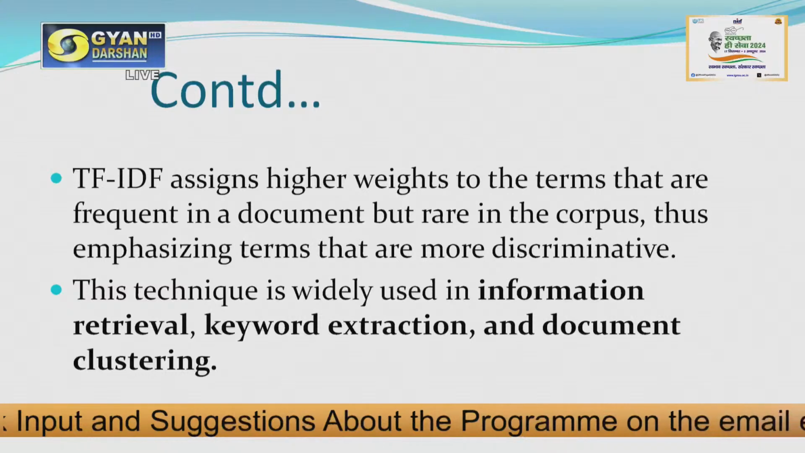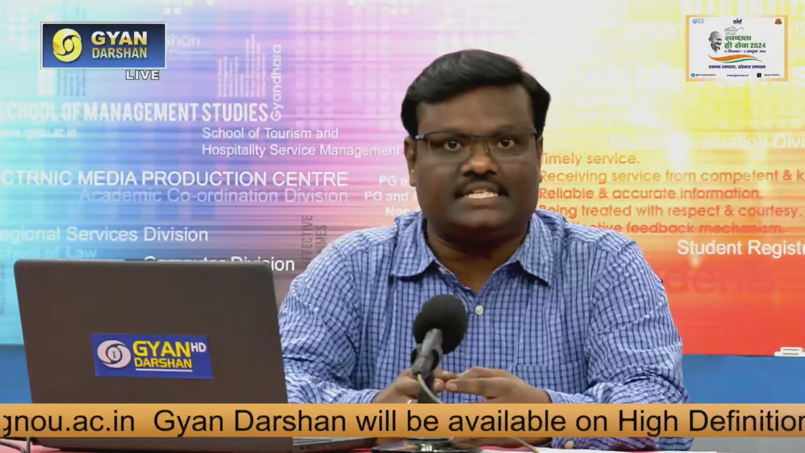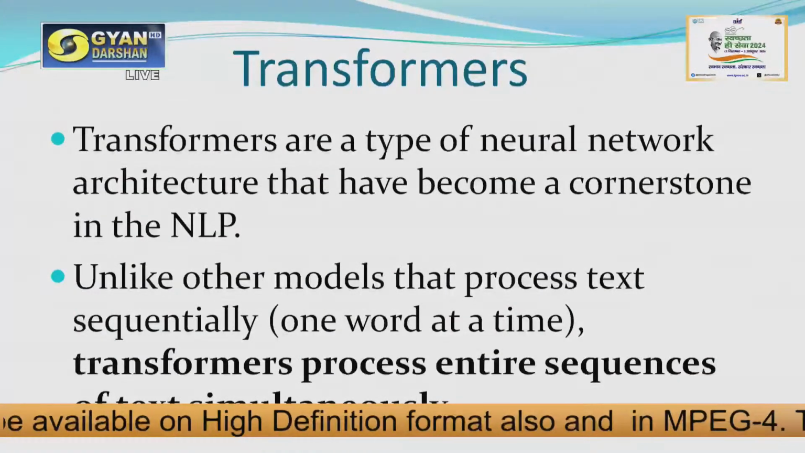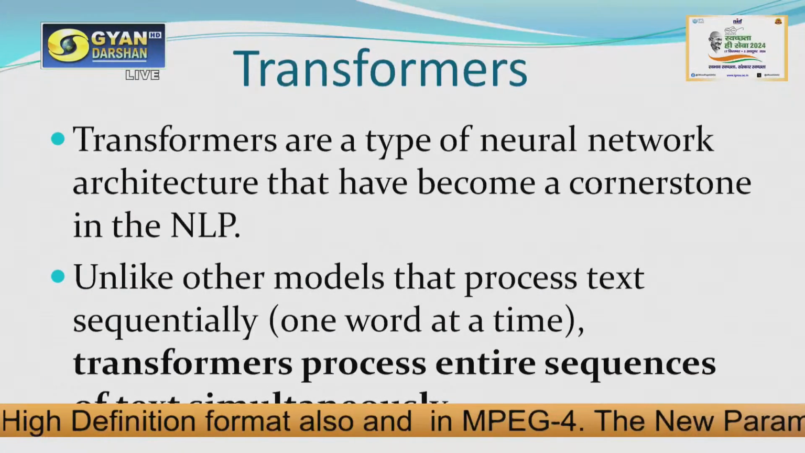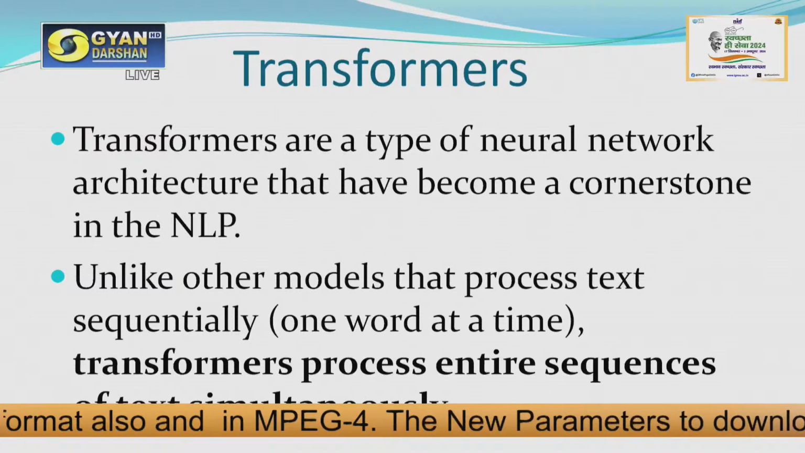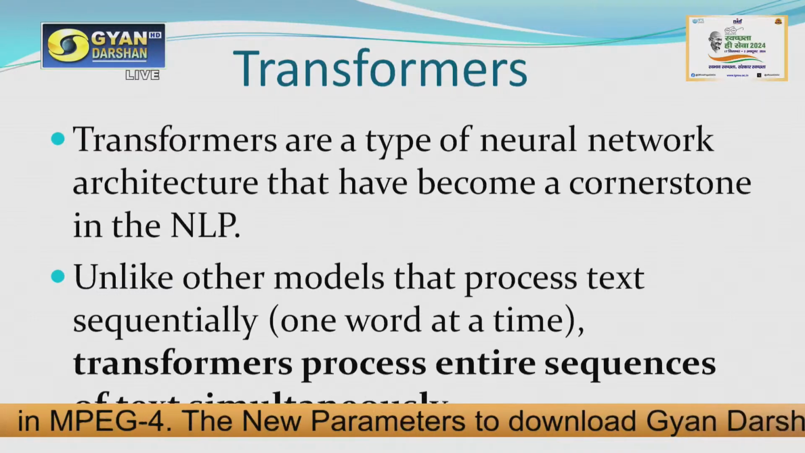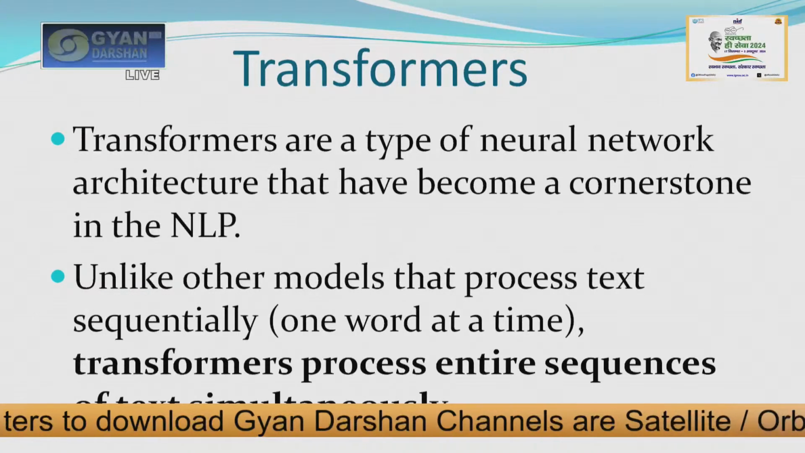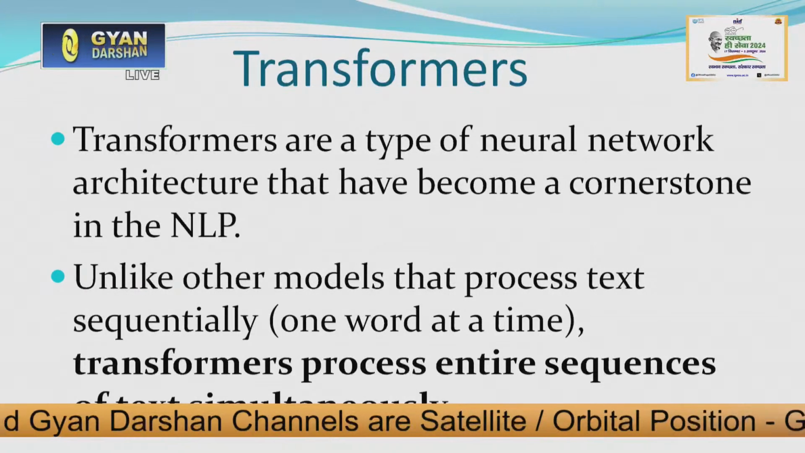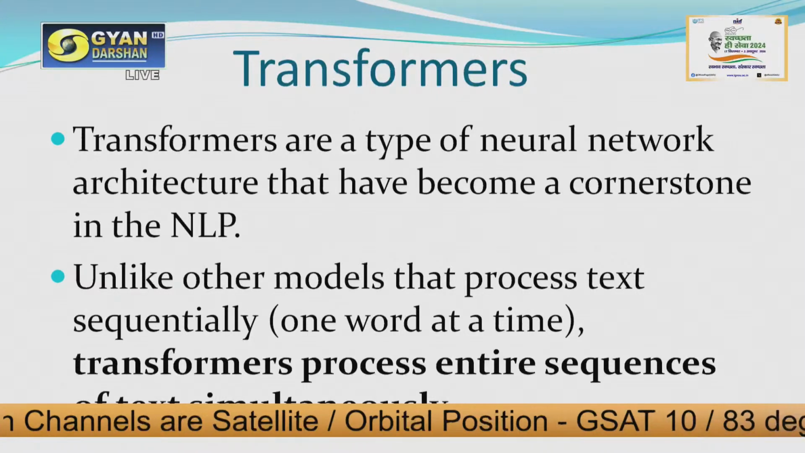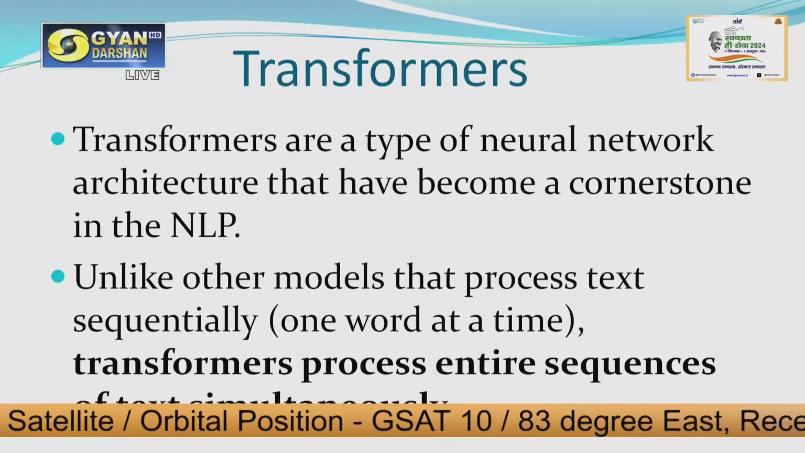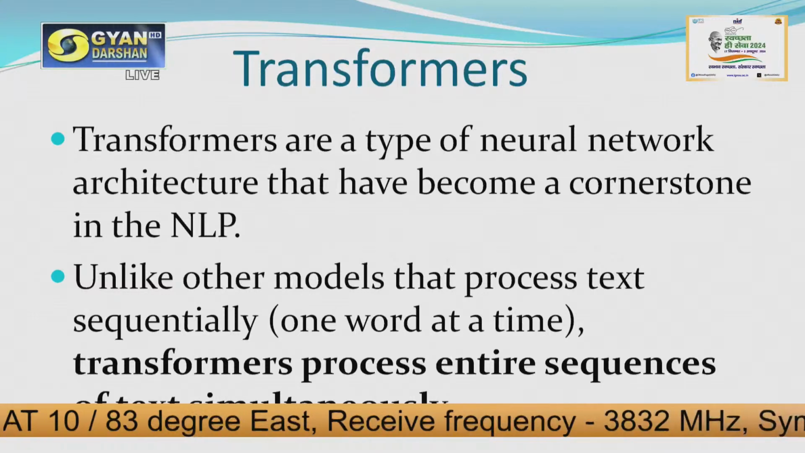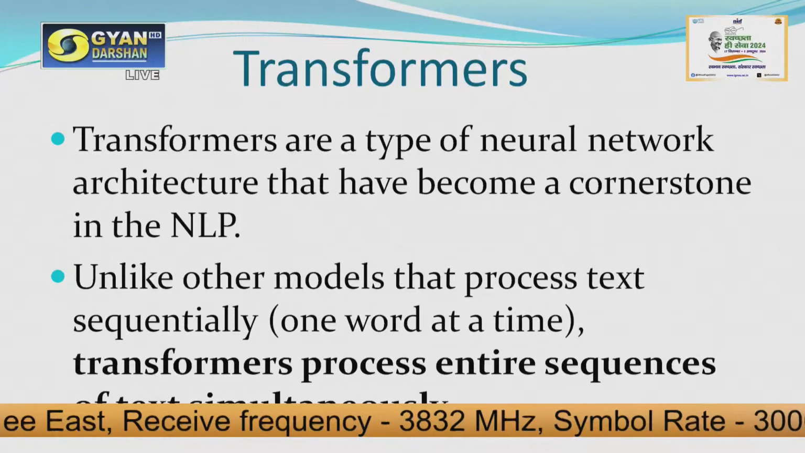And this particular technique has appeared very recently, that is called the transformers technique. This transformers technique is a type of neural network architecture that has become a cornerstone in natural language processing. Unlike other models that process the text sequentially, one word at a time, transformers process entire sequences of text simultaneously. So this doesn't mean that it goes from one word to another word. However, all the text will be processed simultaneously by the transformers.